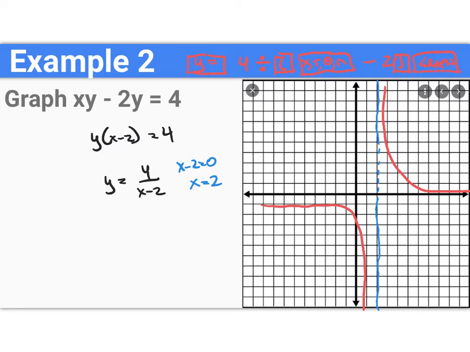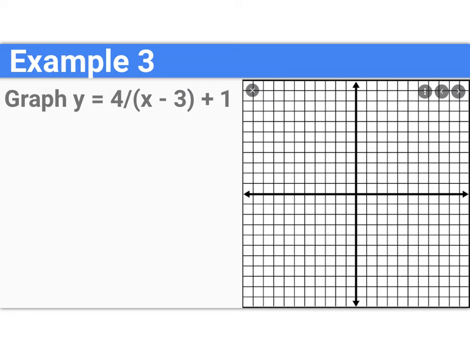Okay, so let's look at our next example. y equals 4 over x minus 3, plus 1. So x minus 3 is on the bottom, and you know you can't divide by 0. So if we set x minus 3 equal to 0, we get x equals 3. So we have a vertical asymptote at x equals 3. And we will also have a horizontal asymptote here that's off.